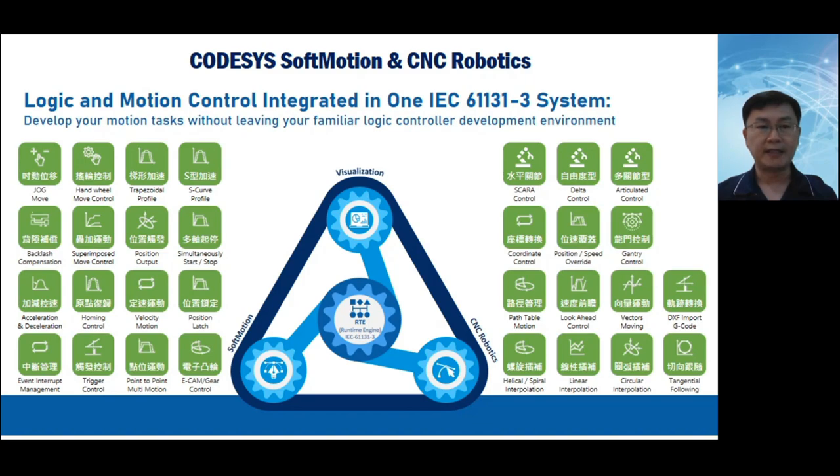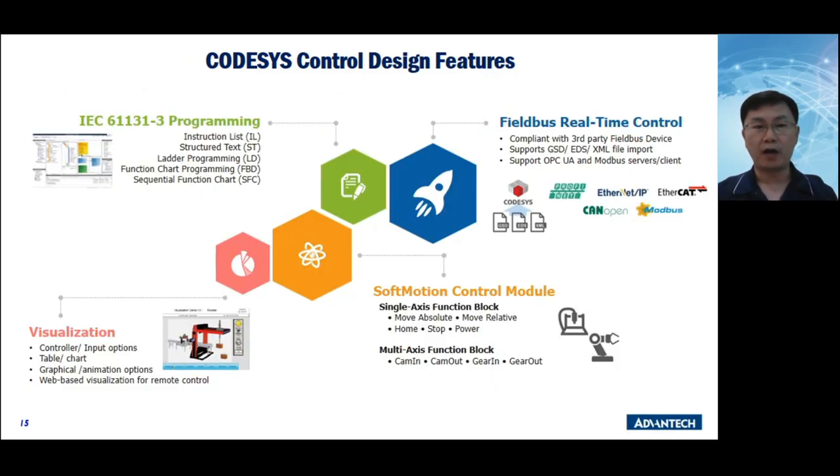As you can see, it comes with standard library function blocks to be used, like acceleration and deceleration control, drop move, homing, velocity motion, and more. So this is a summary for the MX control bundled with this CODESYS solution. It comes with IEC 61131 programming and local visualization, and you are able to upgrade to SoftMotion and real-time fieldbus control.